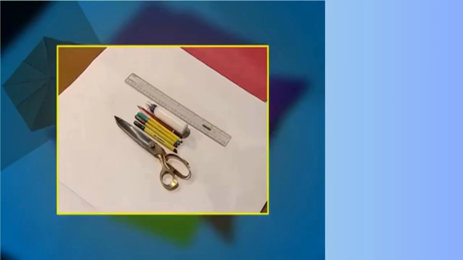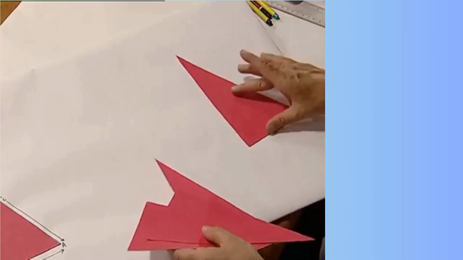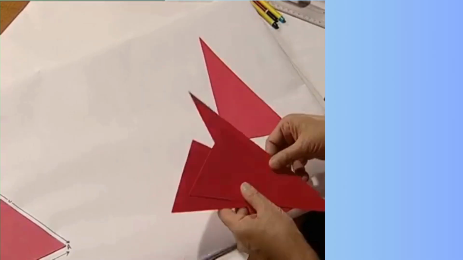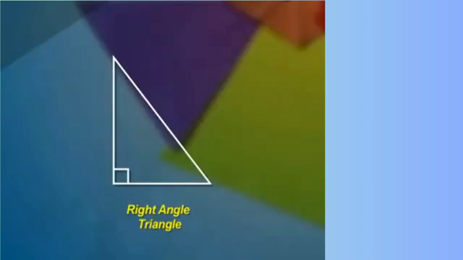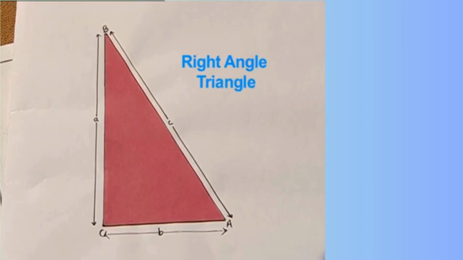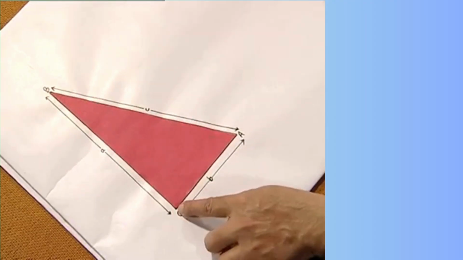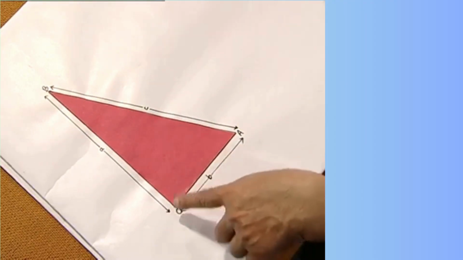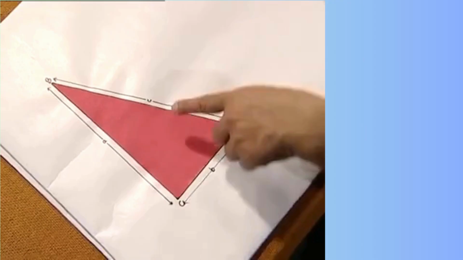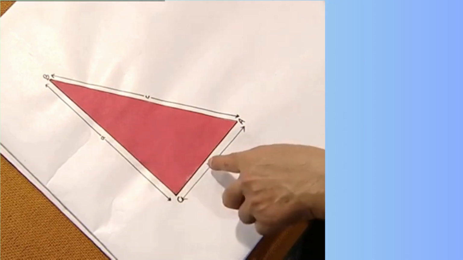To do this activity, the materials required are scissor, scale, glue, pencil, color pen and 4 replicas of a right angle triangle. These 4 replicas are congruent to each other. Now, let us name this right angle triangle as A, B, C and their respective sides as C for the hypotenuse, A, B.